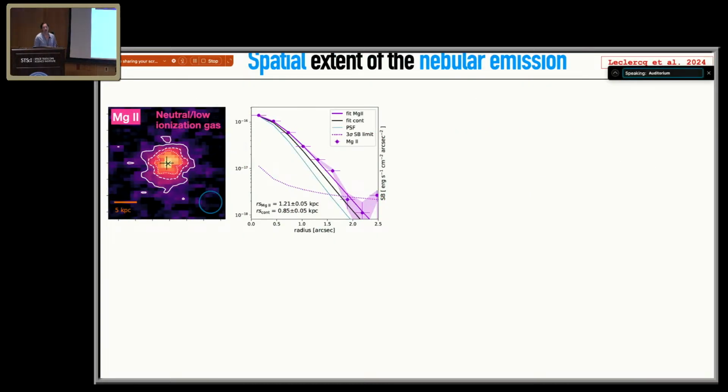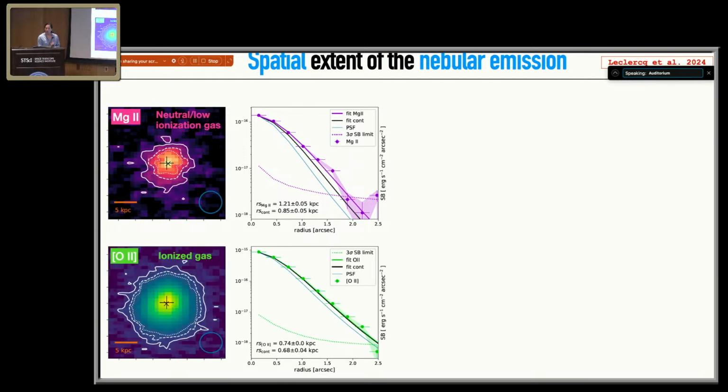Okay, so how did we characterize the spatial extent of the nebular emission? Here I'm showing an example of a magnesium II map. To measure the extent, we fitted a 2D exponential model. This is the surface brightness profile, and you can see the magnesium II profile in purple is significantly more extended than the continuum, the stellar content, which is shown in black. So in this case, we do detect neutral or low ionization gas around these objects.